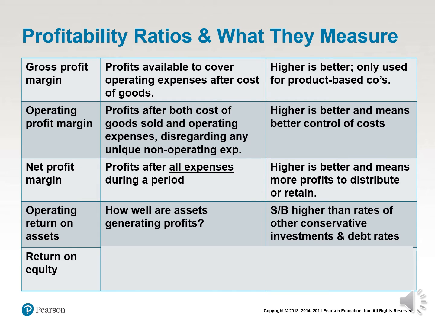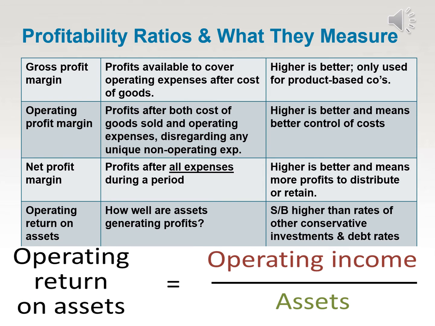Operating return on assets is a measurement of how well our assets are producing profits. We looked before at how well our assets were creating sales, and now we're looking at a relationship between assets and profit. What we want to see here is that our rates of return on our assets is higher than the rates that we could get from other conservative investments, or at least our rates of debts that we are paying. To calculate the operating return on assets, we take operating income and divide it by assets.